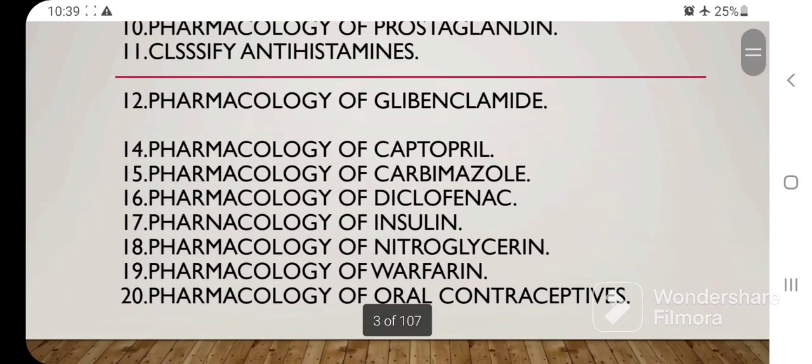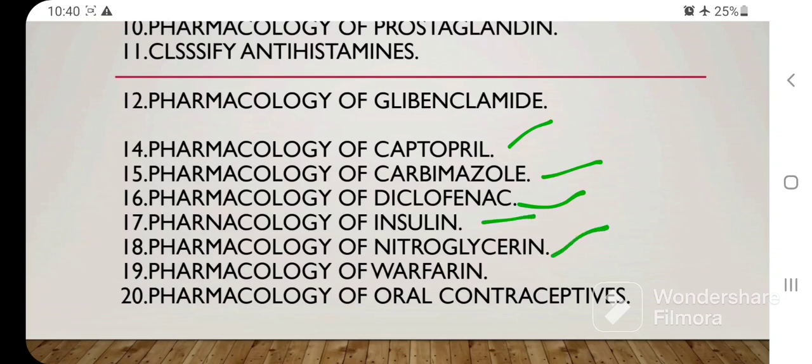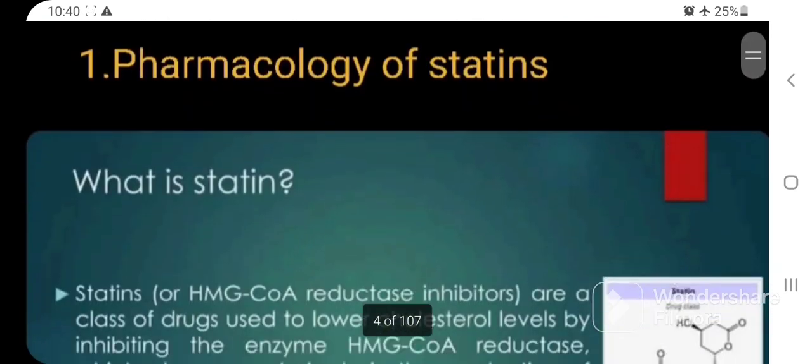Pharmacology of captopril, this is also asked many times. Then pharmacology of carbimazole, diclofenac, insulin, nitroglycerin, warfarin, and oral contraceptives. Clear, these are the 20 important questions. Now the first is the pharmacology of the statins.